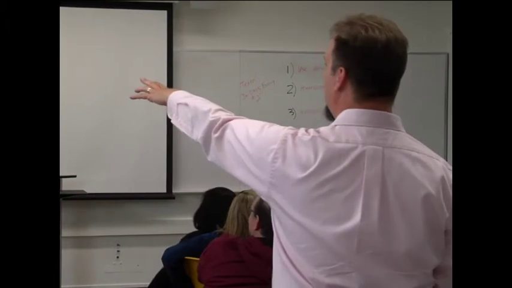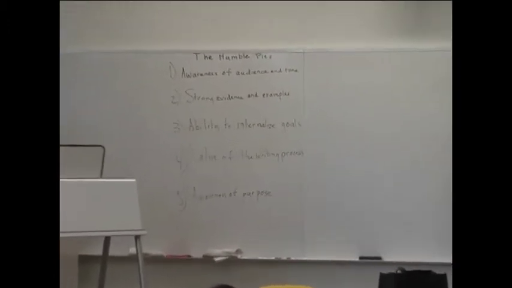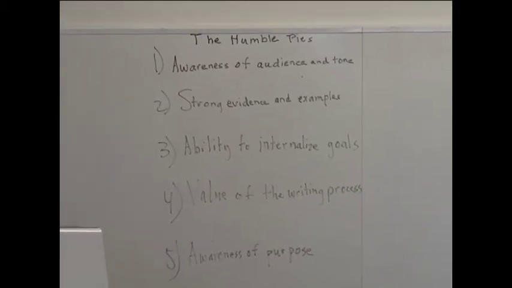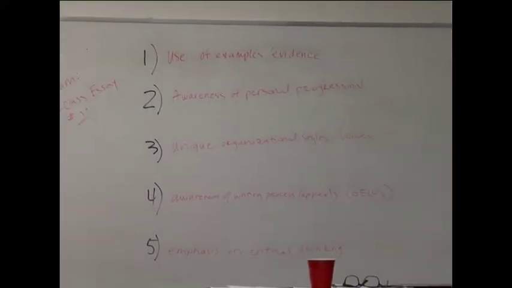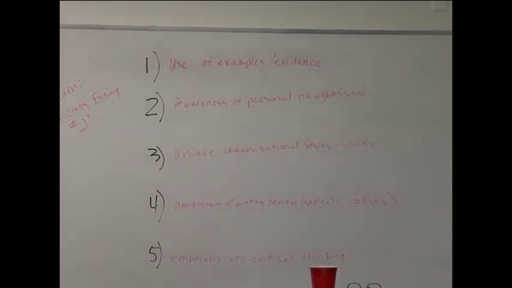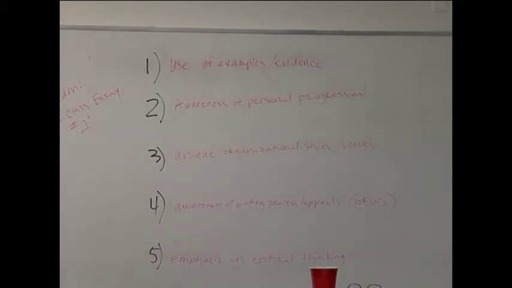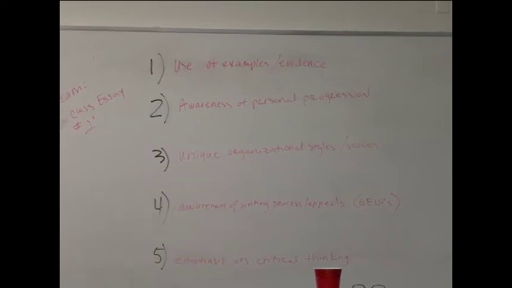So the list over here for the Humble Pies is awareness of audience and tone, strong evidence and examples, ability to internalize goals, value of the writing process, and awareness of purpose. Over here we have use of examples and evidence, awareness of personal progression, unique organizational styles and voices, awareness of writing process appeals, and emphasis on critical thinking. They are, if you will notice, incredibly similar. They are also incredibly similar to the GELOs that we have set out for the course.